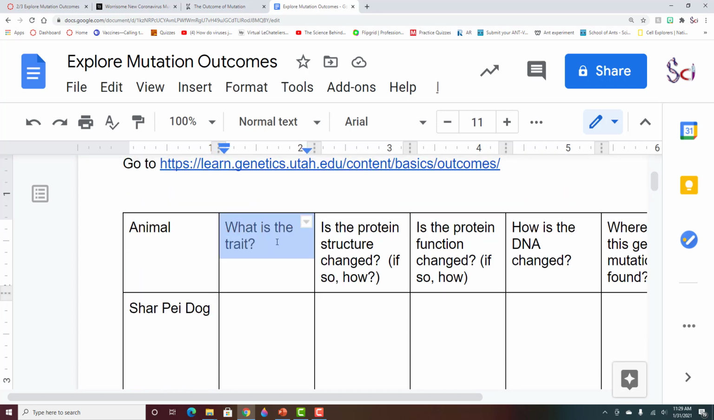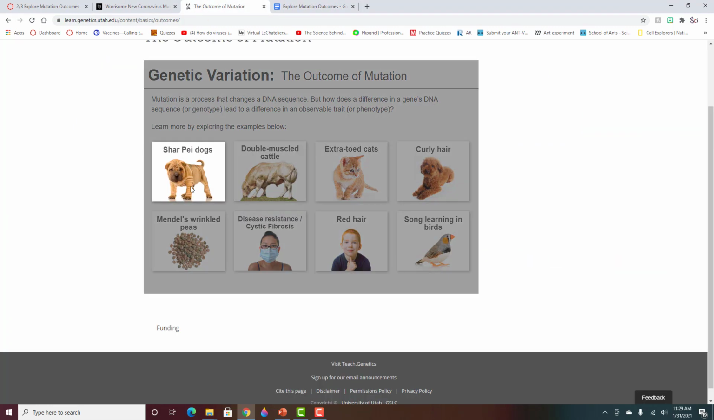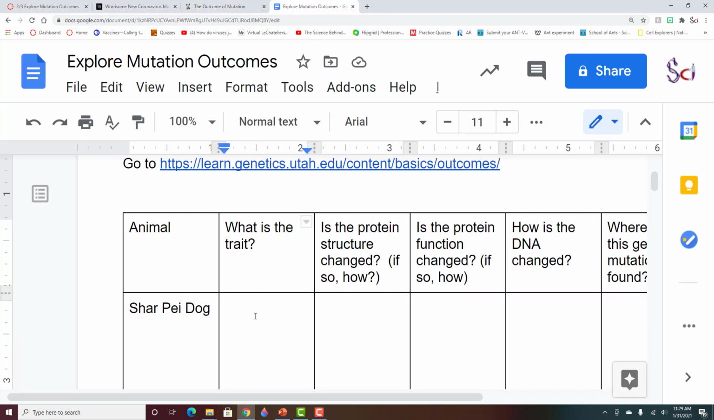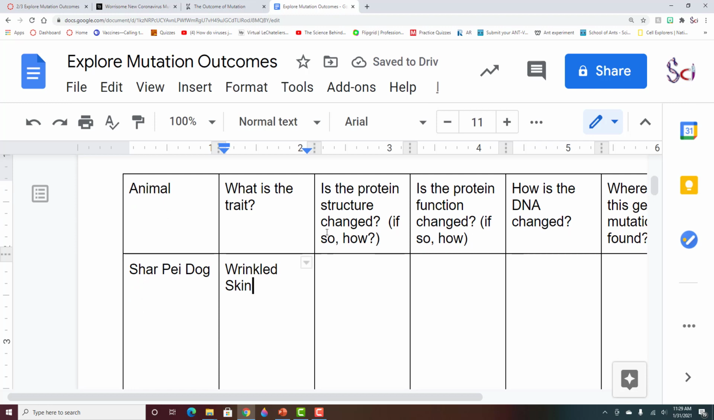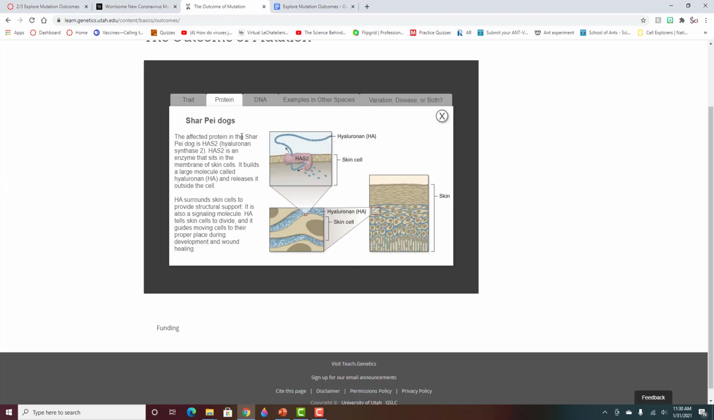And then what's the trait? So I go to the website up here, and it looks like this, and I click on the Shar-Pei dog, and the trait that we are looking at is that wrinkled skin that is distinctive to Shar-Pei dogs. Okay, so the trait you would write here is wrinkled skin. Is the protein structure changed? If so, how? So you need to go and kind of take a deep dive here into protein.